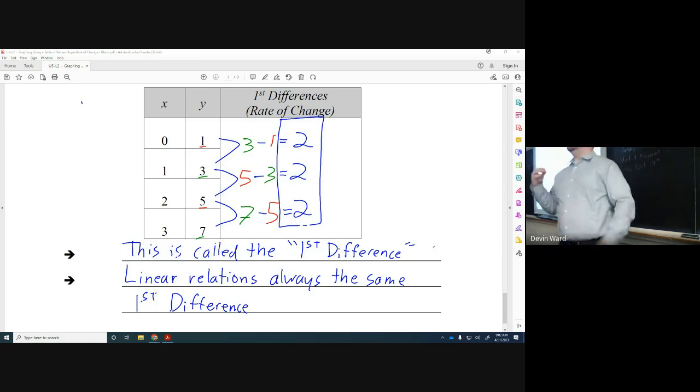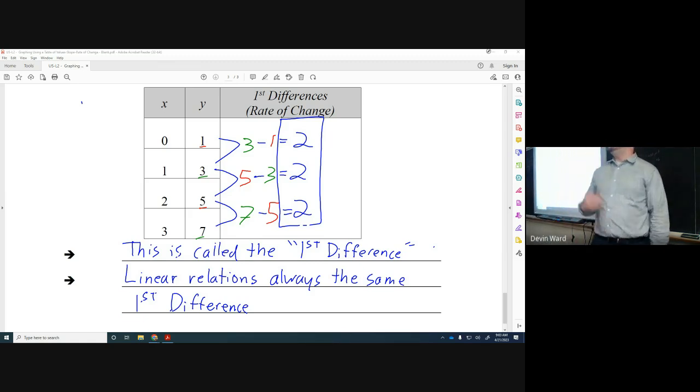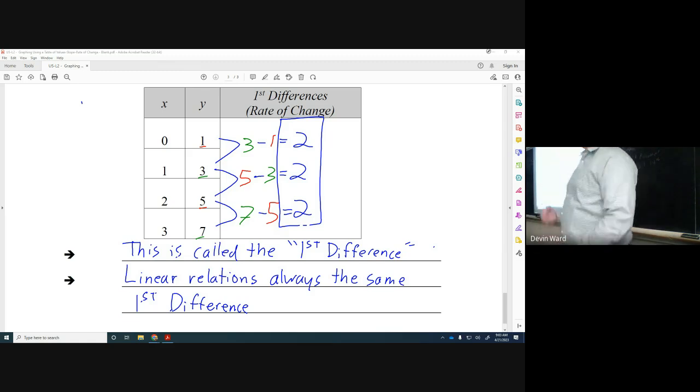Whenever you have a first difference that's the same for all of them, that's going to be a linear equation. If the first differences are different, then when you do what we call the second difference, if those are the same, then it's quadratic. If they're still not the same, it's an exponential or logarithmic equation.